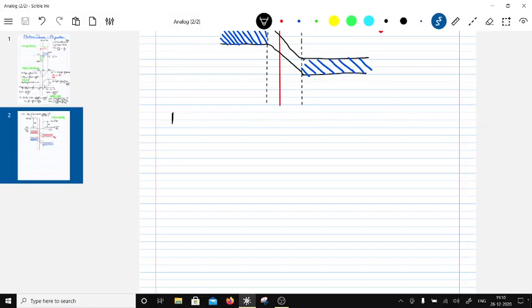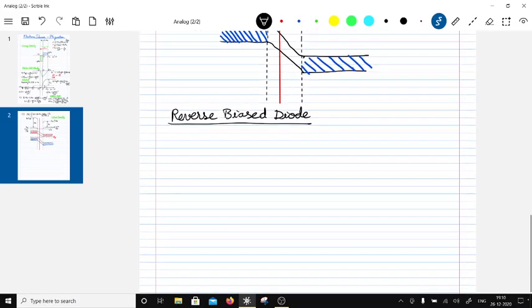Okay, so a reverse bias diode basically has variable capacitance. So let's talk about capacitance across the junction. Okay, how do you get the capacitance?